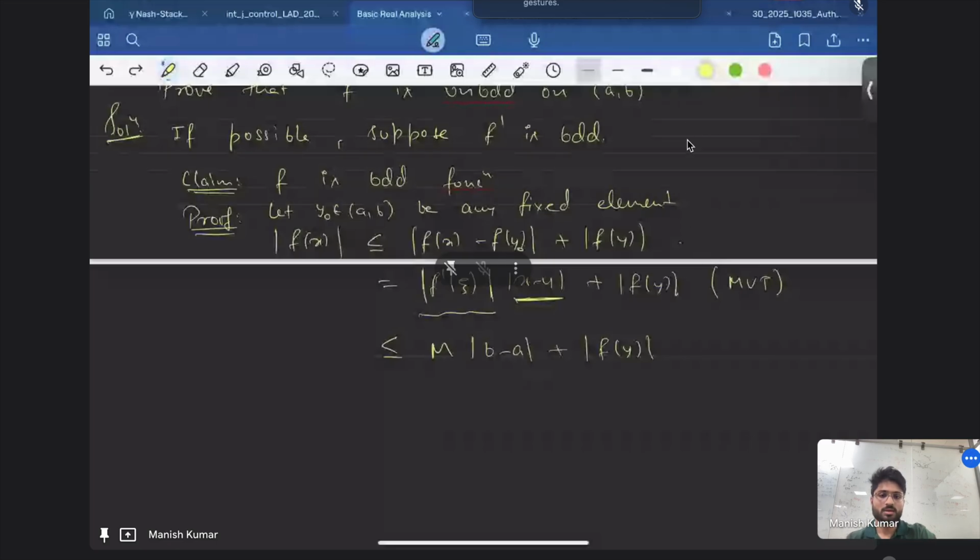Sir, where did you use the mean value theorem? At this level. In which interval, sir? The interval is x comma y naught, or y naught comma x, depending on which is the minimum and which is the maximum. Oh sorry, yes, this is y naught. So this xi belongs to (x, y naught) or (y naught, x). Okay.